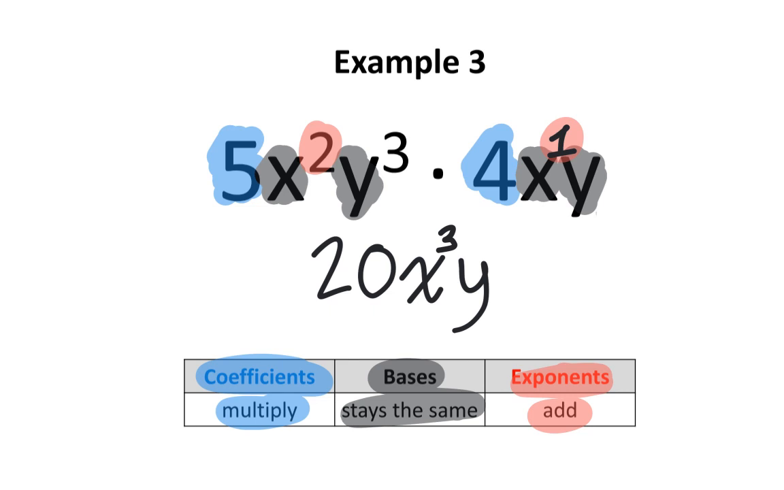We need to repeat the same process for the base of y. The exponent here is 3, and the exponent here for the same base of y is nothing. That just means there is a hidden 1. And we want to add exponents. Therefore, 3 plus 1 will give us 4, and that exponent of 4 goes over the base of y. Therefore, 5x to the power of 2, y to the power of 3, multiplied by 4xy simplifies to 20x to the power of 3, y to the power of 4.